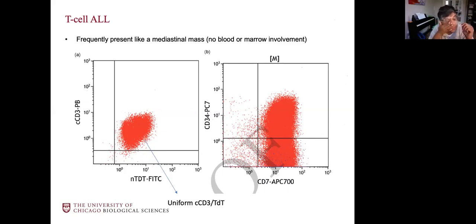Yeah, so this is cytoplasmic CD3 and TdT. Both of them are positive, indicating that they are an immature T lymphoid proliferation. This is a uniform population, and you can see that this is uniform CD7 over here on the CD34s. This can never be normal. So this is your typical T lymphoblastic phenotype.